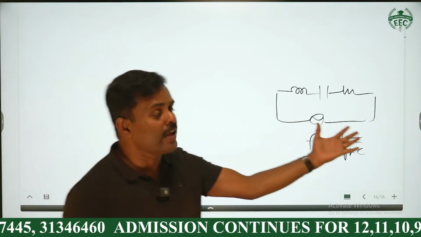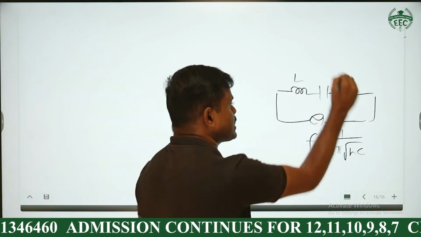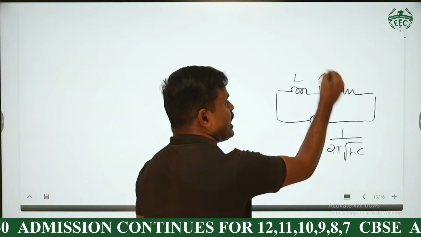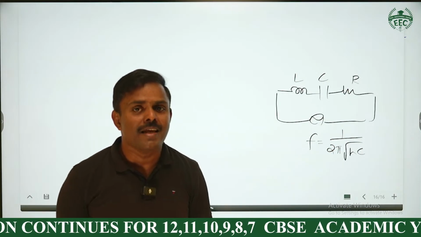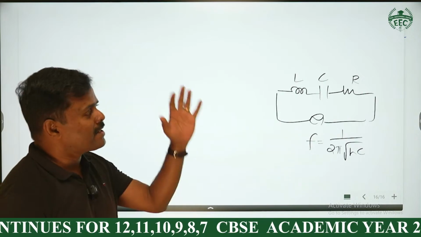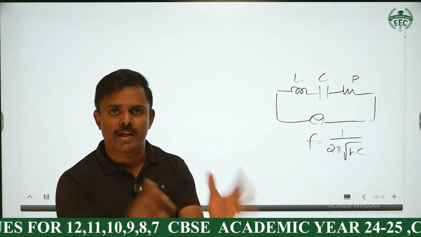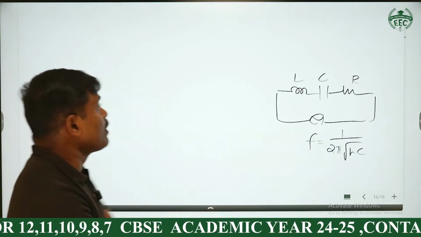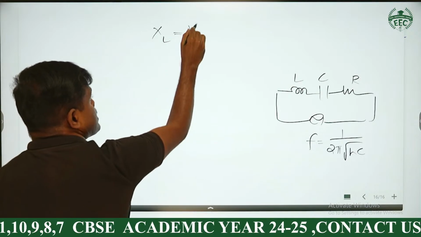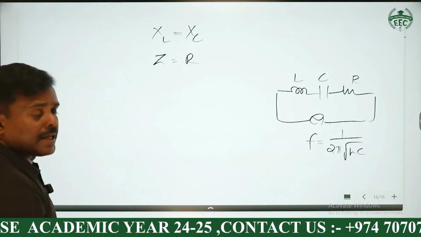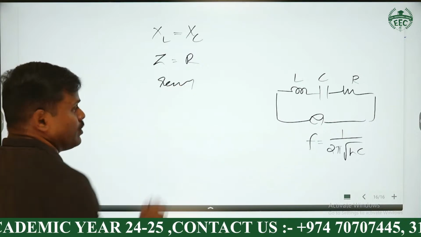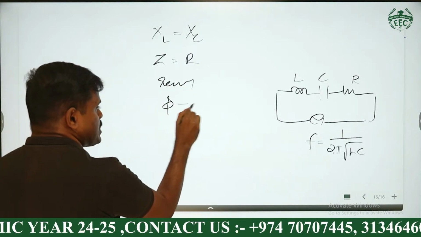You can give the frequency you want. L is the inductor value, C is the capacitor value, and R is the resistance. You put the frequency, and what are you going to get? You will get a lot of conditions. 11 conditions you can write. They are all from previous papers. Inductive reactance equal to capacitive reactance, and Z becomes equal to R. The circuit is purely resistive now. Now the phase difference will be 0.